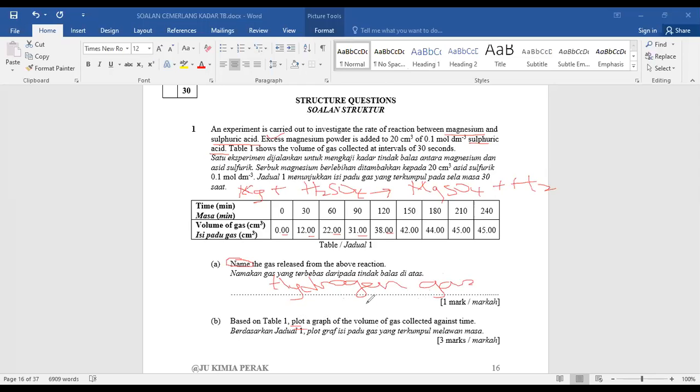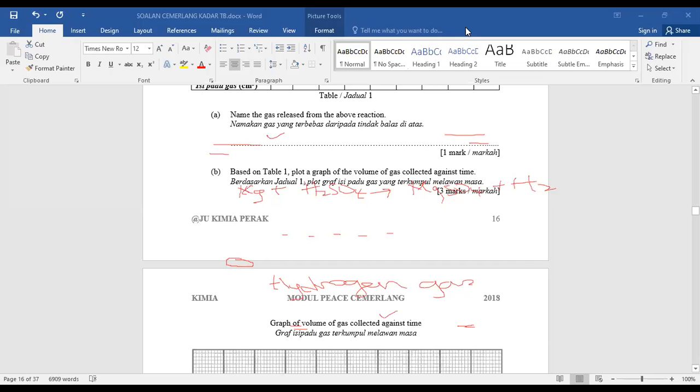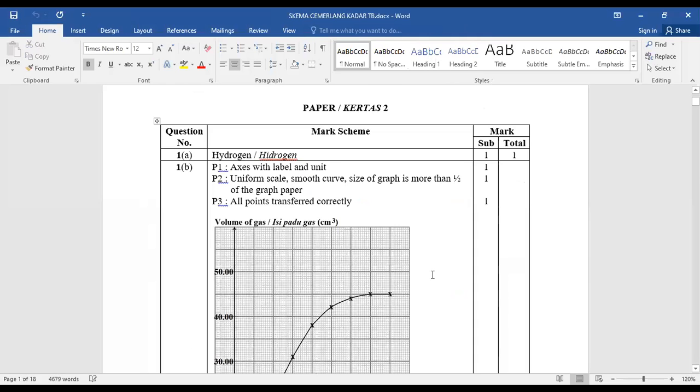Now we continue. Can you see the volume of gas comes first? So this is the y-axis and the time will be the x-axis. Okay, next part. Now continue. I'm going to show you the graph that you should have plotted. This should be your graph.